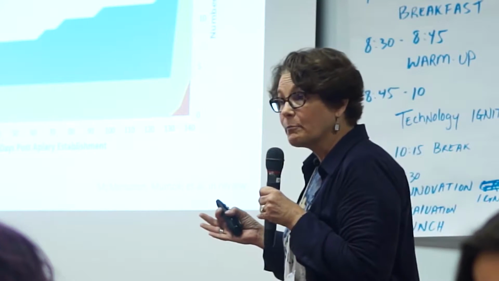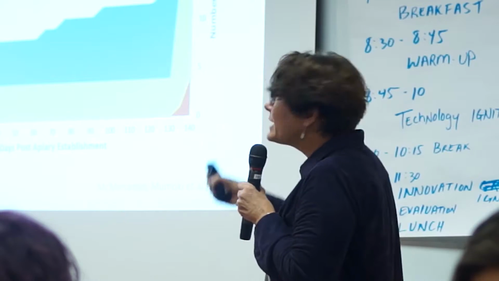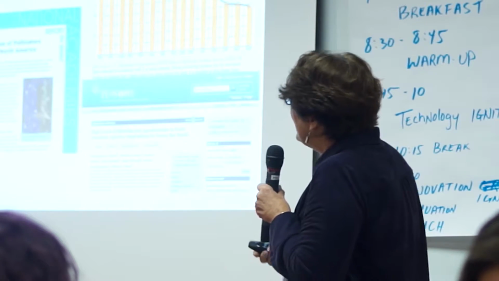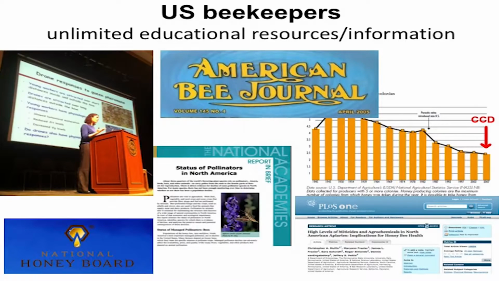We have lots of reasons why this might be so, but here's one data slide from an experiment that we've done at Seku. It shows that migratory swarms of bees, which is where beekeepers get their bees, do not prefer Kenyan top bar hives. Given the choices, they're much more likely to enter logs or even Langstroth hives, but not Kenyan top bar hives.